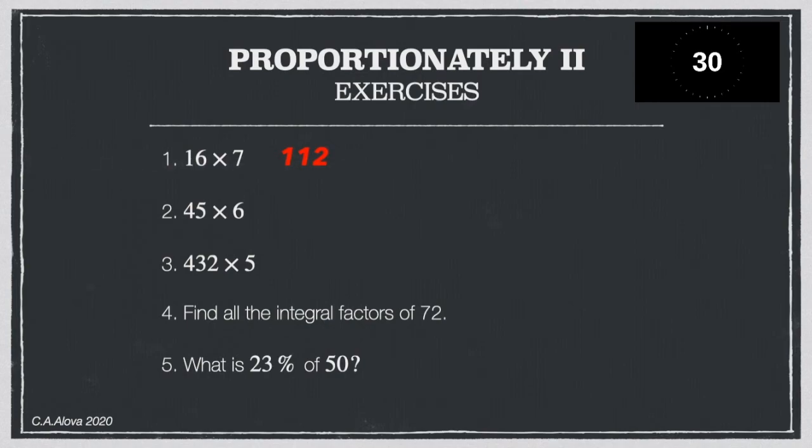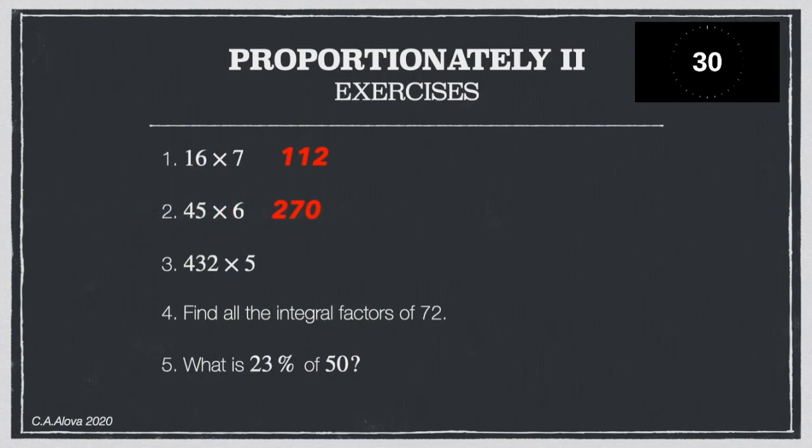112. Number two. So we have 45 times 6. What can we do here? 45 ends with 5. So using the common thing that we're doing, we will be doubling this 45, and the 6 will become 3. Doubling 45 will give us 90, and the 6 will become 3. 90 times 3. 3 times 9 is 27. Put the 0 at the end. 270.